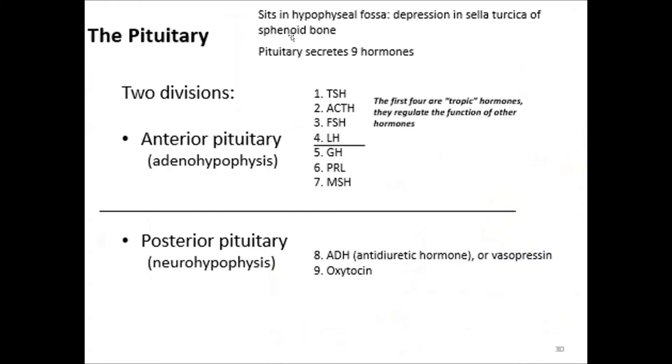The pituitary gland sits in the hypophyseal fossa, a depression in the sella turcica of the sphenoid bone. The pituitary secretes nine hormones, and there are two divisions in the pituitary gland: the anterior pituitary, or adenohypophysis, and the posterior pituitary, or neurohypophysis. Only two hormones are in the posterior pituitary part, and seven in the anterior division. The hypophysis, as a name, is the master of glands.